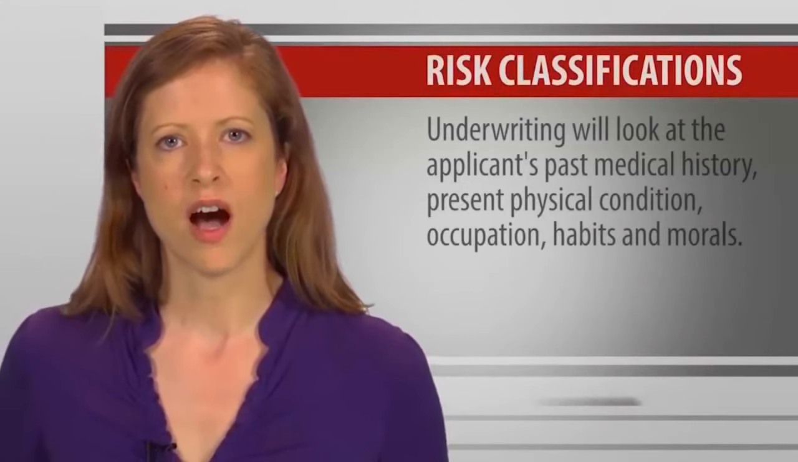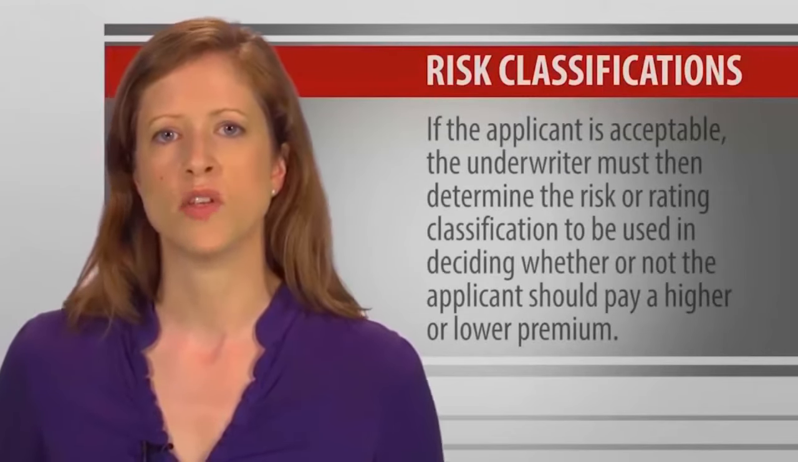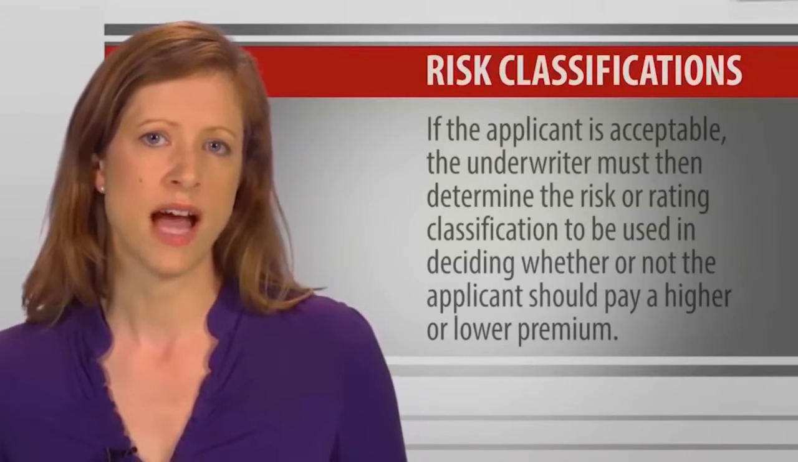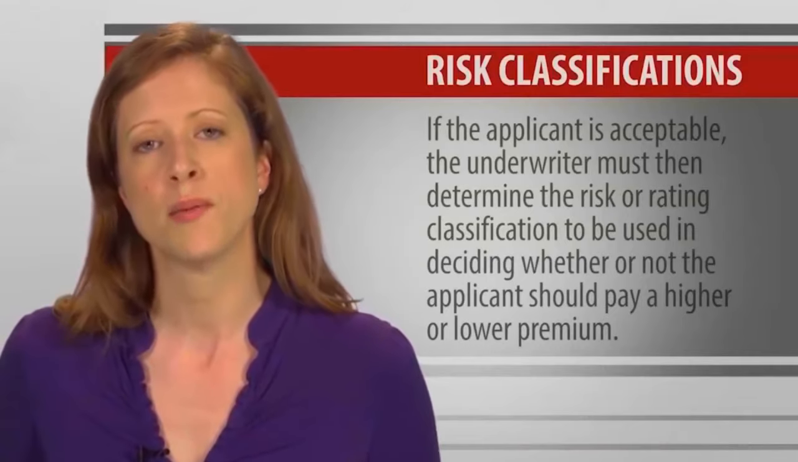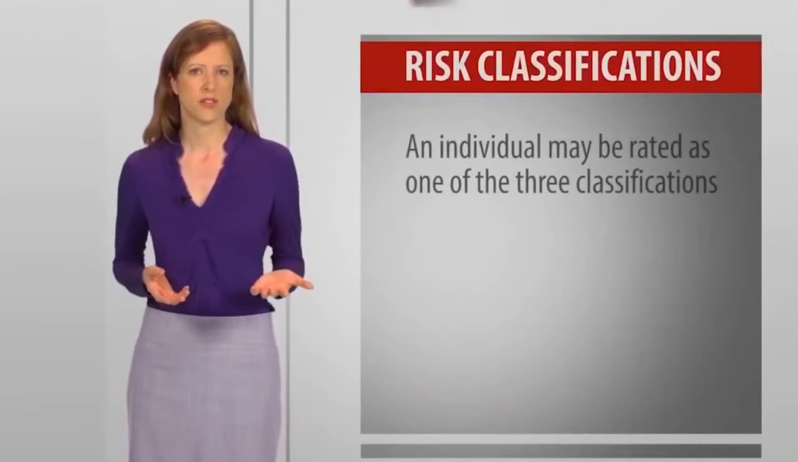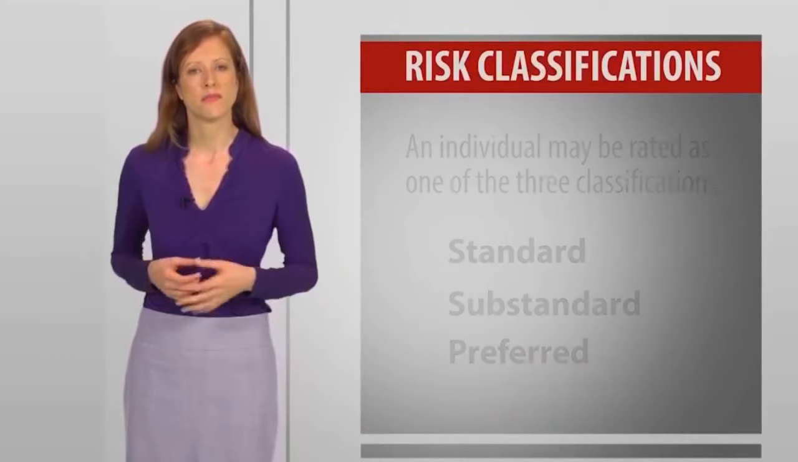Risk classifications. Underwriting will look at the applicant's past medical history, present physical condition, occupation, habits, and morals. If the applicant is acceptable, the underwriter must then determine the risk or rating classification to be used in deciding whether or not the applicant should pay a higher or lower premium. An individual may be rated as one of three classifications: standard, substandard, or preferred.